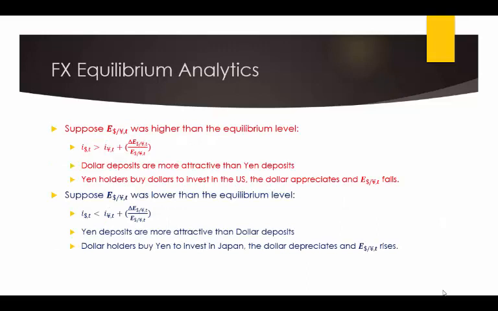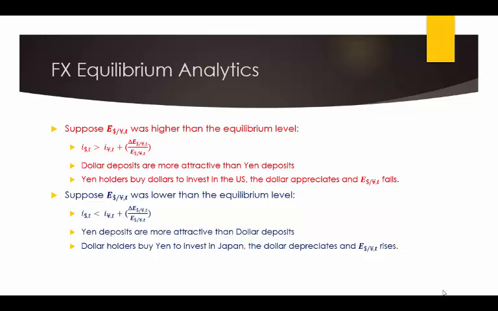As with all markets, there will always be a move toward equilibrium if for any reason the exchange rate departs from that level at which UIP holds. So suppose the dollar-yen exchange rate was higher than the equilibrium level, which happens when the US rate of return is greater than the dollar rate of return on the foreign asset. This will make dollar deposits more attractive than yen deposits, and so investors holding yen will seek to buy dollars in order to invest in the US. This demand for dollars makes it appreciate, so that the dollar-yen exchange rate falls until interest parity is restored.